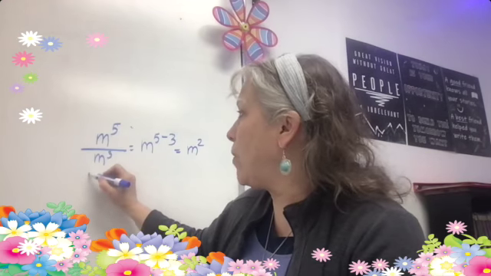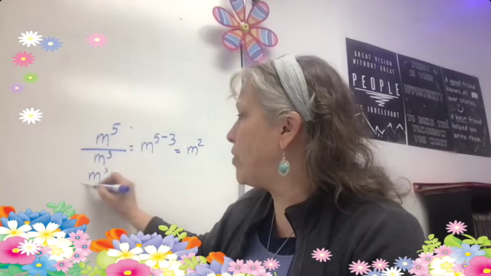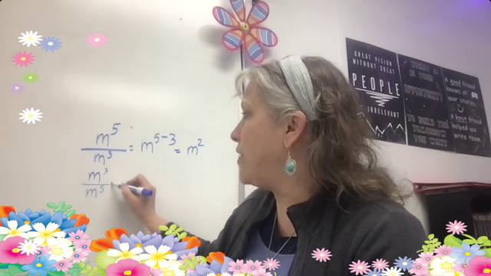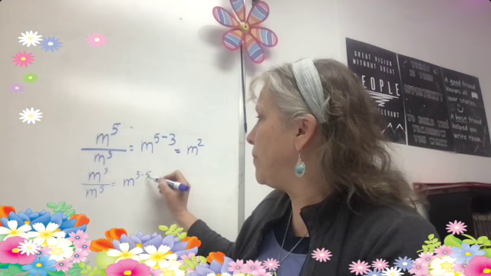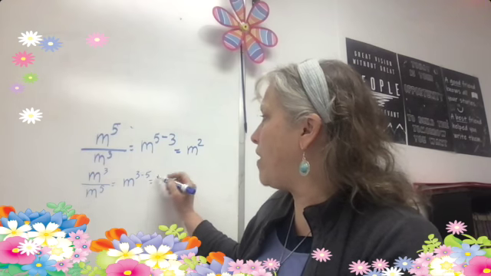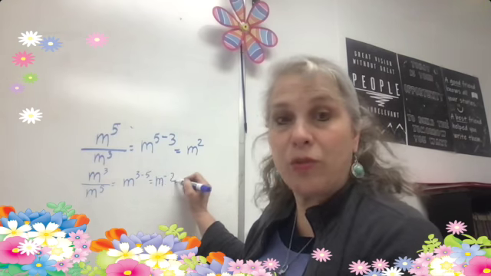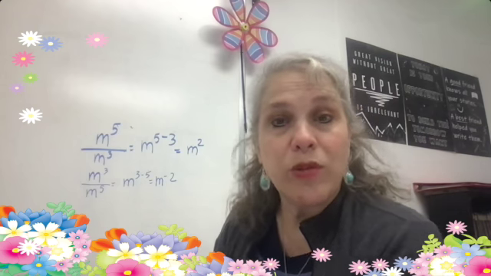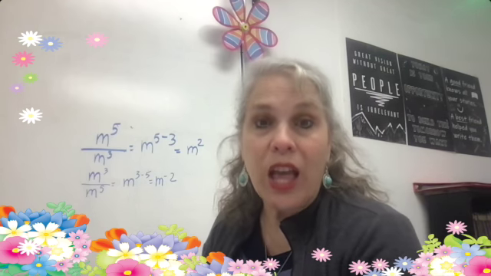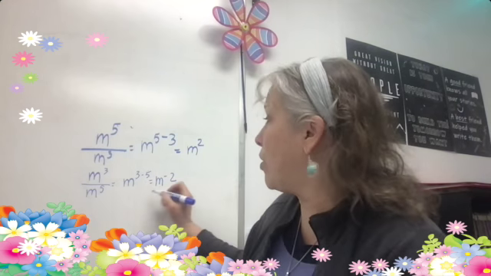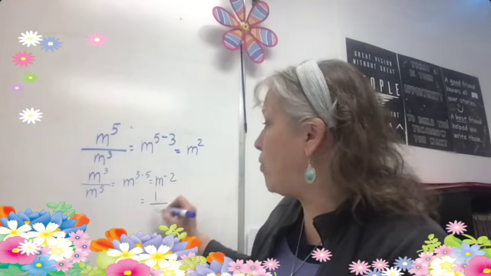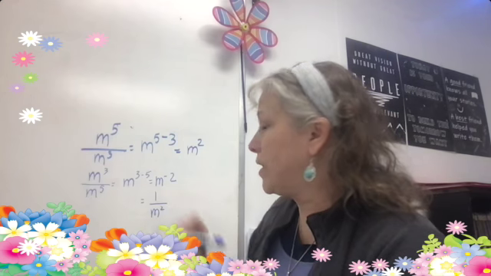Another thing I want to tell you is, say I had a 3 up here and a 5 down here, it would be 3 minus 5, m to the 3 minus 5 power, m to the negative 2 power. And anytime you see a negative exponent, that means to write the reciprocal. So that is equal to 1 over m to the 2nd power.